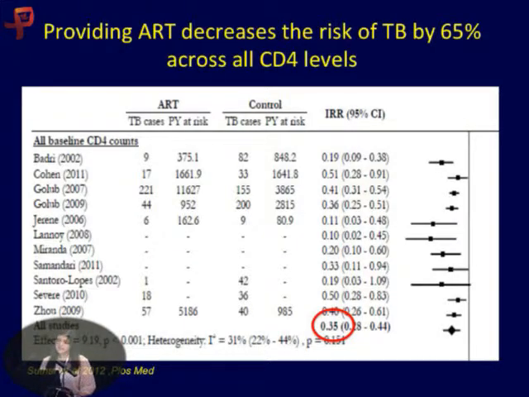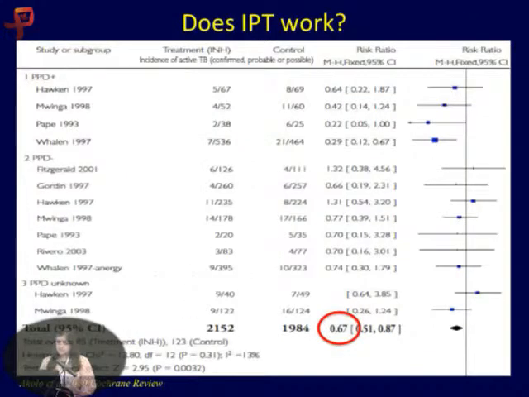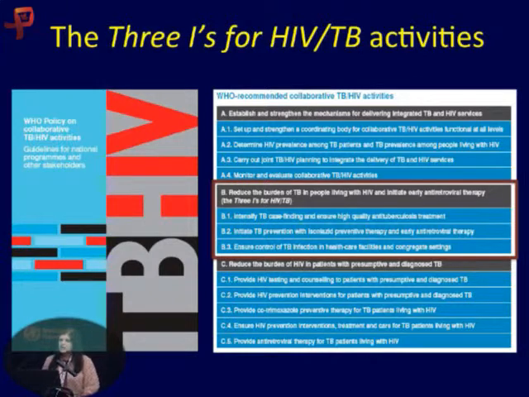So as we all know, there is considerable evidence and interest in expanding ART for prevention of HIV and TB morbidity, mortality, and transmission. A recent meta-analysis showed that ART decreases the risk of developing TB by 65% across all CD4 counts. There's a potential for additional impact of IPT, which reduces the risk of developing TB by 33%. WHO recommends to decrease the burden of TB in people living with HIV.